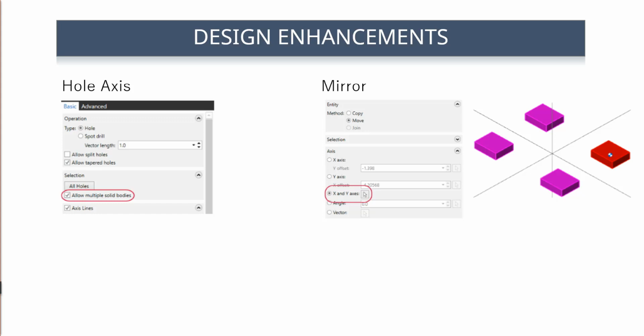And then mirroring, now we can mirror about the X and Y axis. So it'll put 4 on there to mirror them in both directions for you, so you don't have to go back and do them in another operation. Nice little change there. Just gives you another option so you don't have to go back.